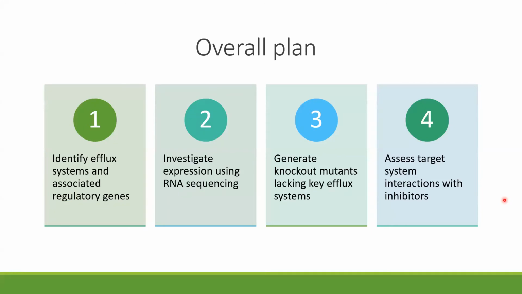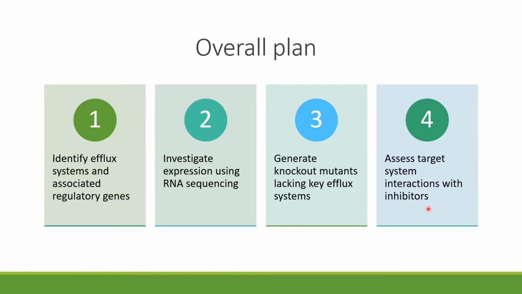So this is just an overview of my overall plan. Firstly, I'm going to look at characterizing efflux system genes across sequenced Proteus mirabilis isolates. Secondly, using RNA sequencing to look at the actual expression of these efflux systems under different conditions. And then using information gained from these first two stages, choose some key efflux systems to generate knockout mutants for, and then obviously see how this changes their phenotypic characterization and also their virulence by using the Galleria mellonella model. And then finally look at the use of in silico modeling to assess interactions between target systems and their potential inhibitors.